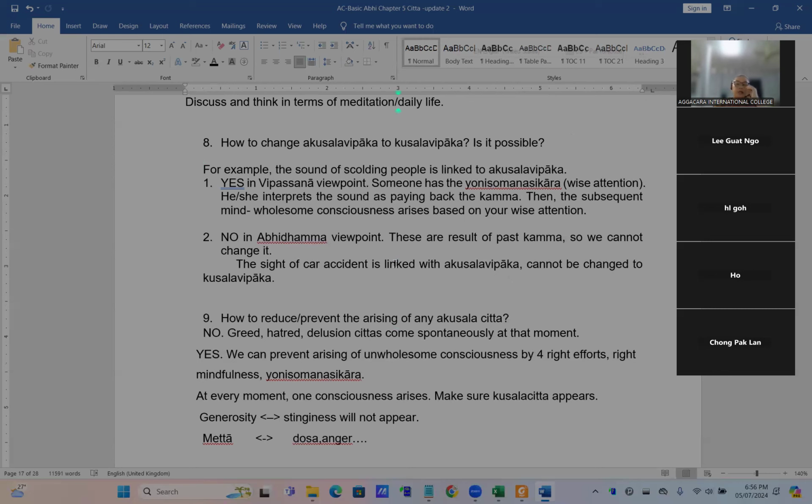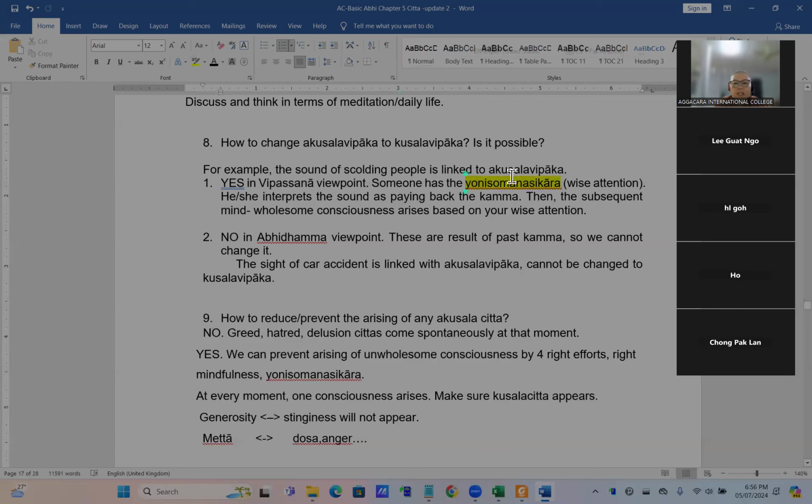Akusala is based on the lobha, dosa, moha, greed, hatred, delusion, which is very obvious, but they have a very wide range from subtle to coarse. So for the subtle ones, we need yoniso manasikara. This is a very important term you learn in Pali. Yoniso means wise.